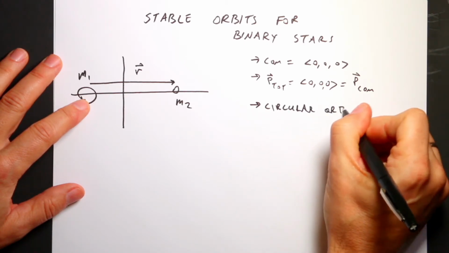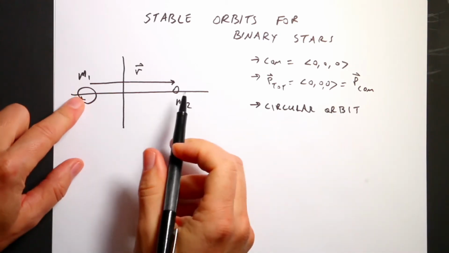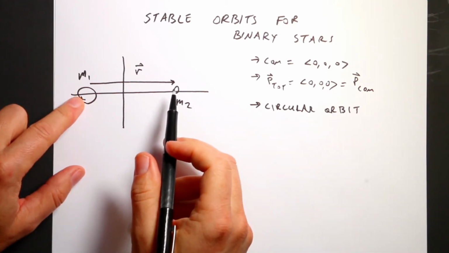And you may say, well, look, I have these two objects interacting, and that's kind of complicated. They're not going to move in circles, but they can move in circles. And that's what I'm going to show you how to do.